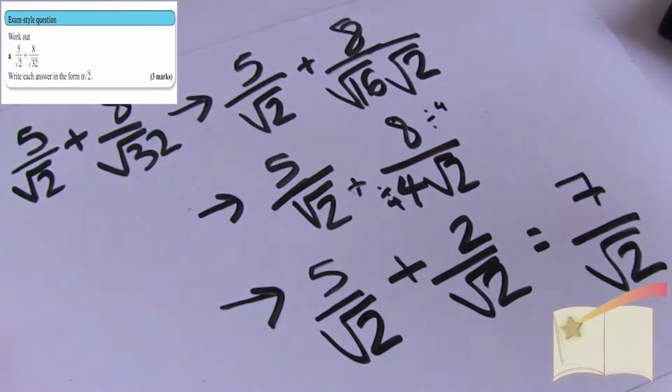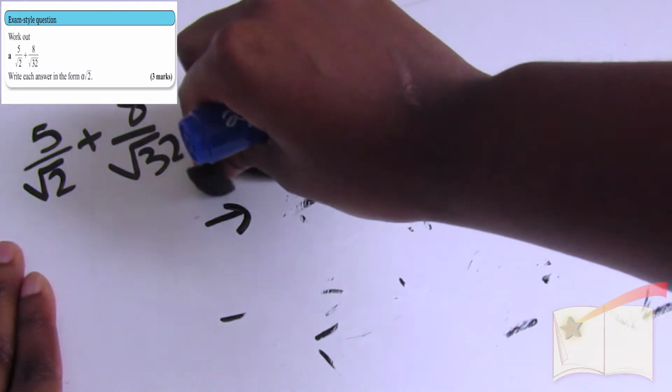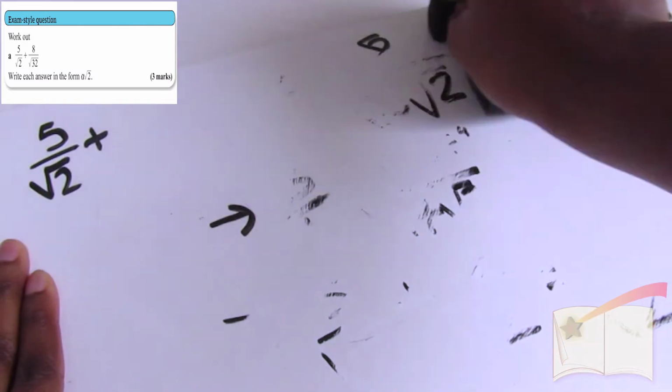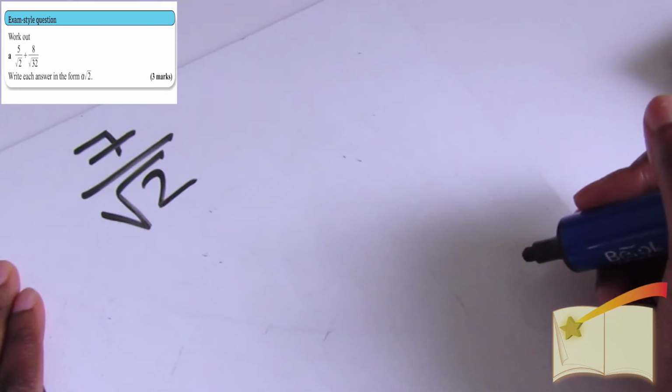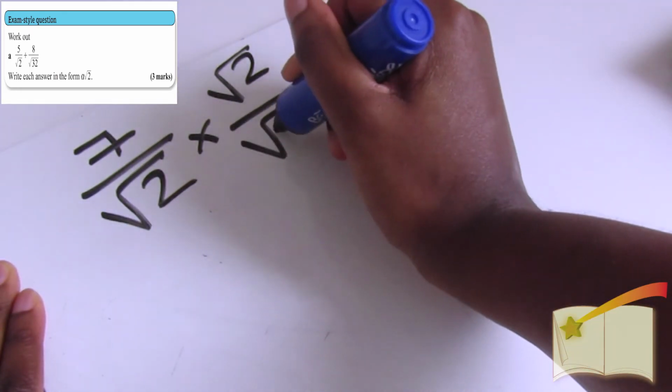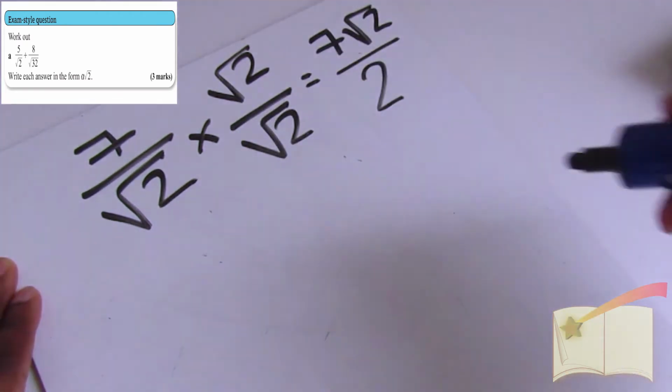Now that you have your most simplified surd, you can then rationalise the denominator. Therefore, you will multiply 7 over the square root of 2 with the surd square root 2. This will then leave you with 7 root 2 over 2. And that is your final answer.